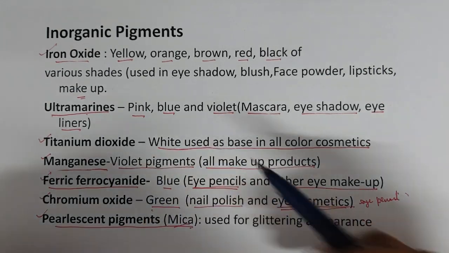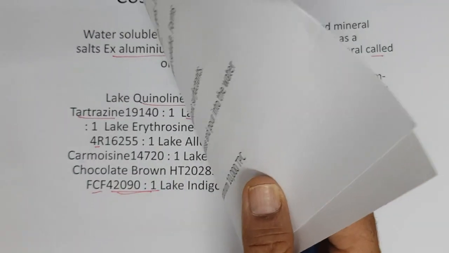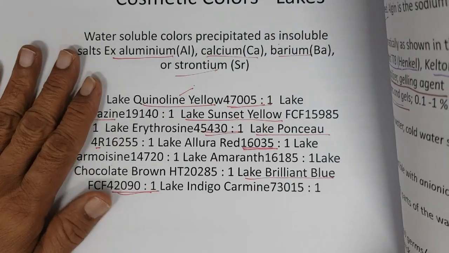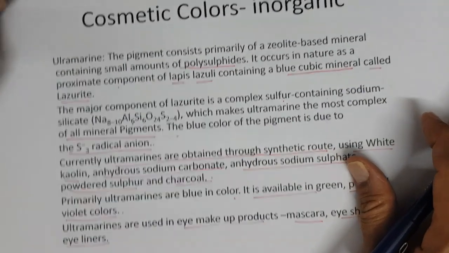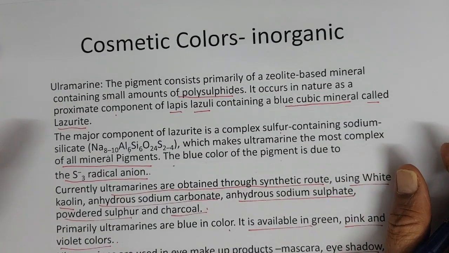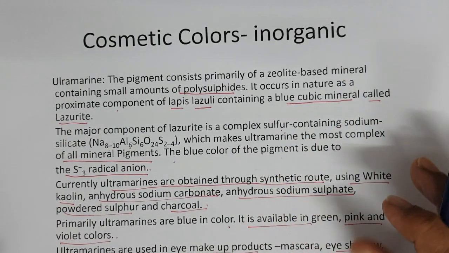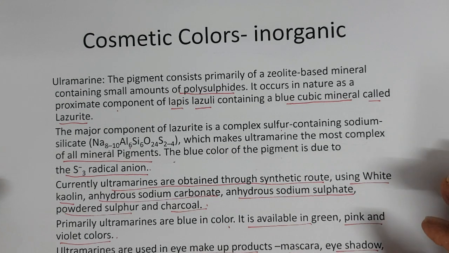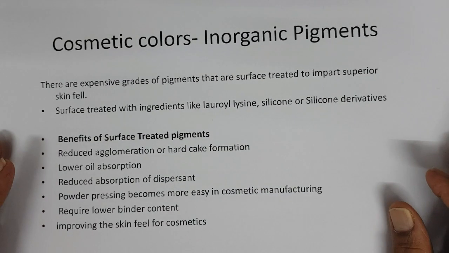Right? These pigments are also combined with organic lakes. These organic lakes and inorganic pigments are combined in color cosmetics. Right? I have simplified the entire thing. I have covered everything in this. So this is what the colors used in color cosmetics are, and inorganic pigments, right?